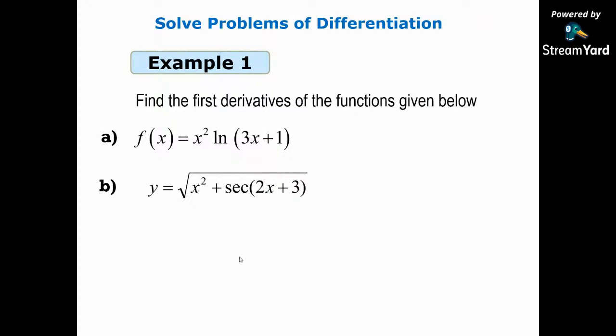Find the first derivative of the functions given below. The first one, we've got x squared ln of 3x plus 1. Another one is the square root of x squared plus sec 2x plus 3. Now I'll give you 5 minutes. Will that do? 5 minutes for you to try them.